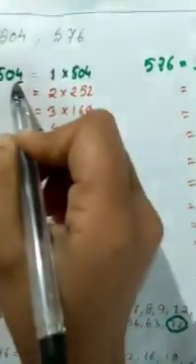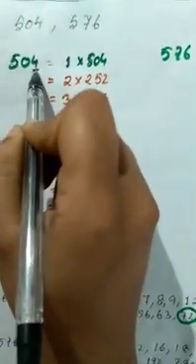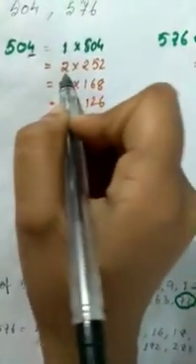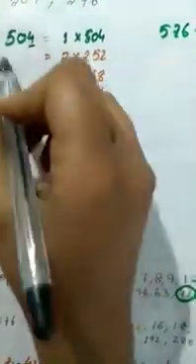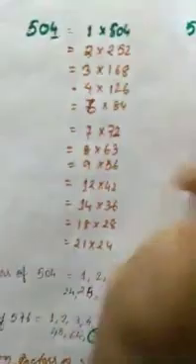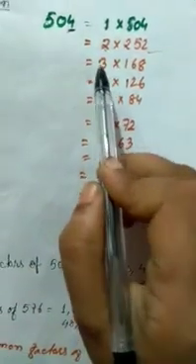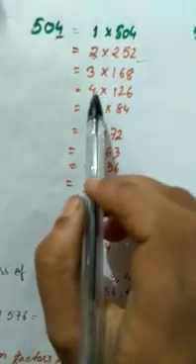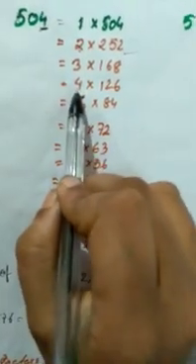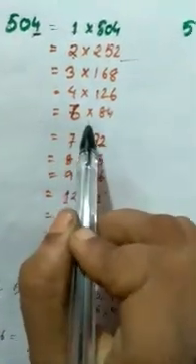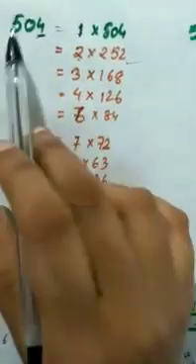Next we use the test of divisibility. By the test of divisibility rule, it will divide by 2 as the last digit is 4. So we will see the multiples of 2: 2 times 252 is 504. Now by 3, 3 times 168 is 504. Now by 4, 4 times 126 is 504. Next 6, 6 times 84 is 504.